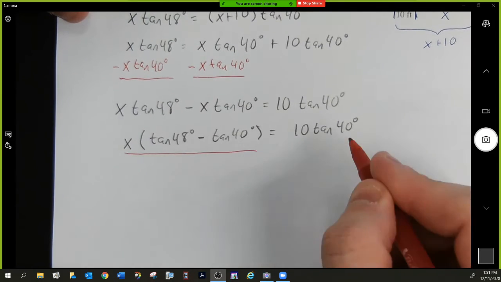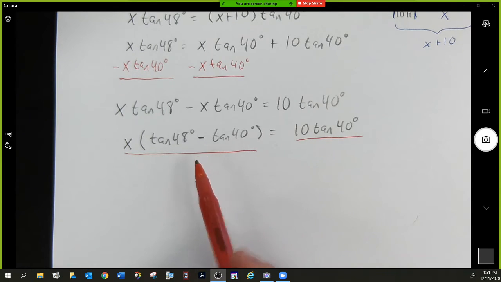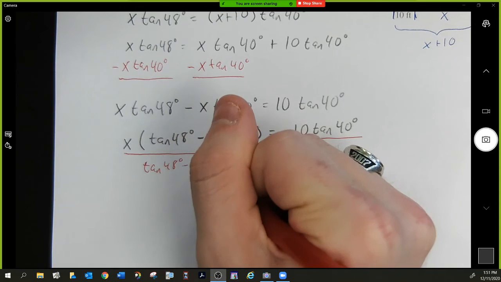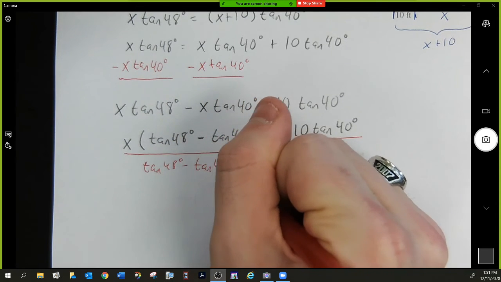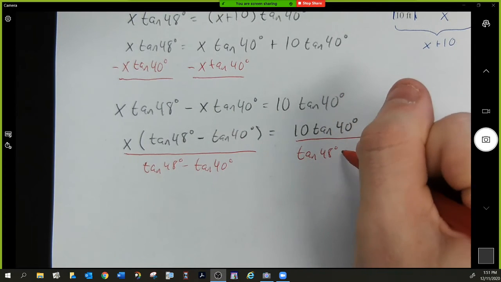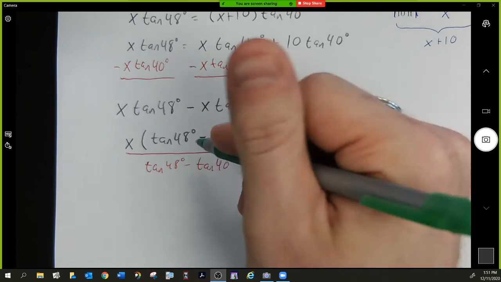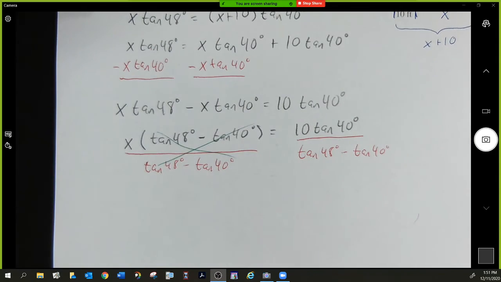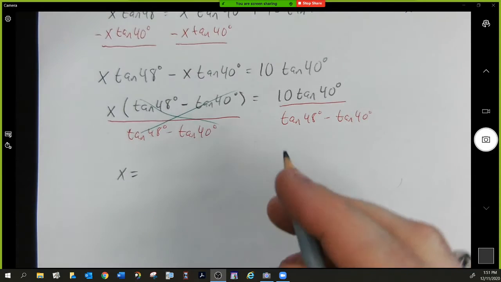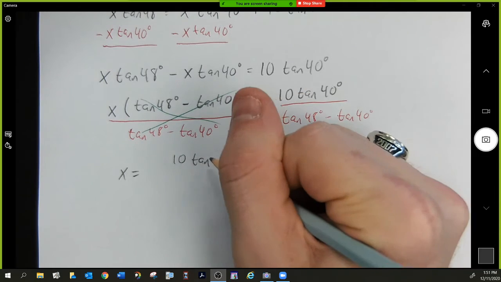Let me go ahead and finish this question. We're going to divide both sides by this number. This number's not pretty. This is the best way to write it. So we're going to divide both sides by tangent of 48 degrees minus tangent of 40 degrees. And all of this is gone now. So we get x equals this wild fraction, 10 tangent of 40 degrees over tangent of 48 degrees minus tangent of 40 degrees.